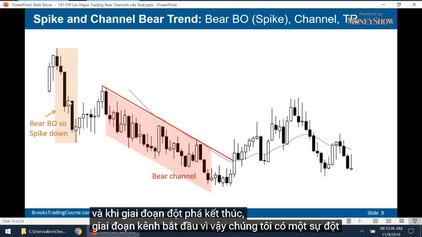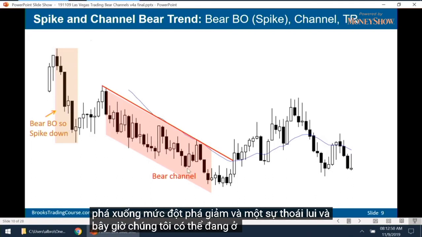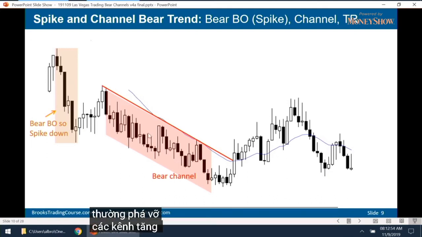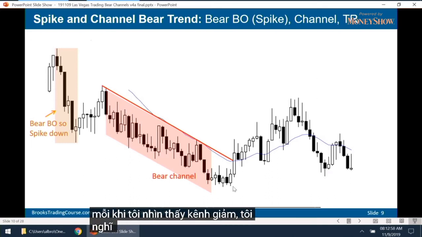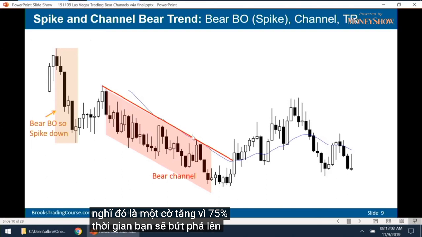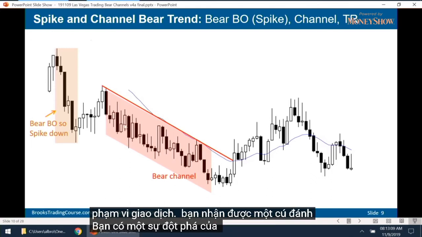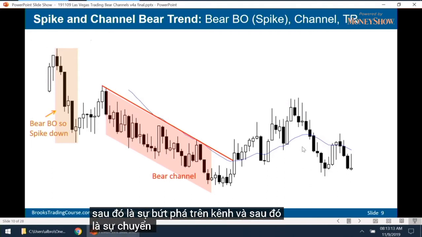So we have a spike down, a bear breakout, and a pullback. And now we're probably in a channel. Channels typically break to the upside. Bear channels typically break to the upside. Every time I see a bear channel, I think of it as a bull flag, because 75% of the time, you're going to get a break above the channel and then a transition into a trading range. So typically, you get a strong trend, a breakout, a channel, and then a break above the channel, and then a transition into a trading range.